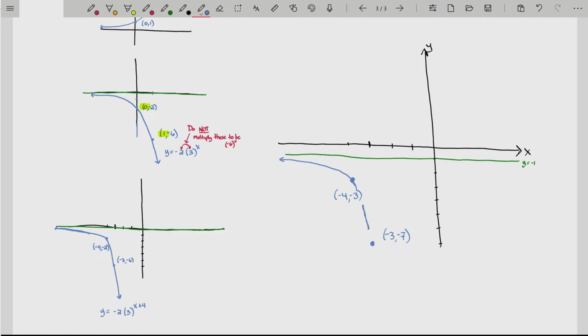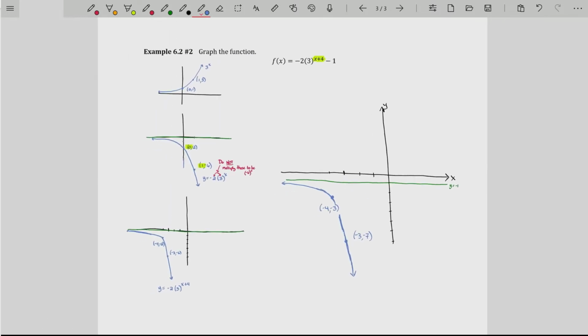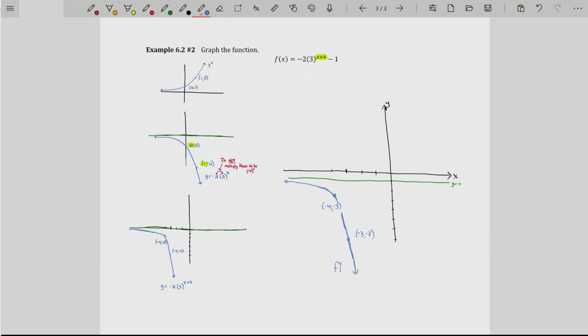I do a lot of little etch-a-sketching here. It's going to be a very steep looking curve according to my drawing. And there you go. That is the graph of f of x, which is equal to a negative 2 times 3 raised to the x plus 4, then minus 1. There's not much else I can give you as far as graphing exponential functions. That's as good as it gets. I wish it was harder, but it just isn't.